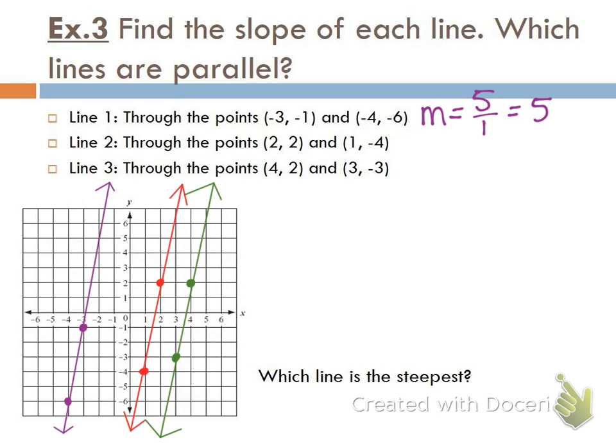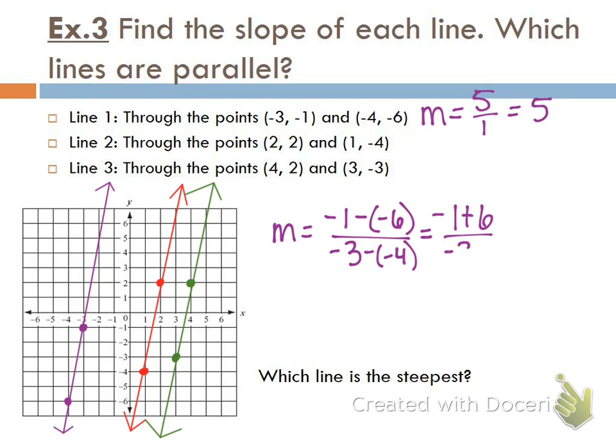If you did it using the formula, your y's would have had to have been -1 minus -6 over -3 minus -4. When we subtract a negative, what are we really doing? Adding. So again, we would have gotten +5 over +1.